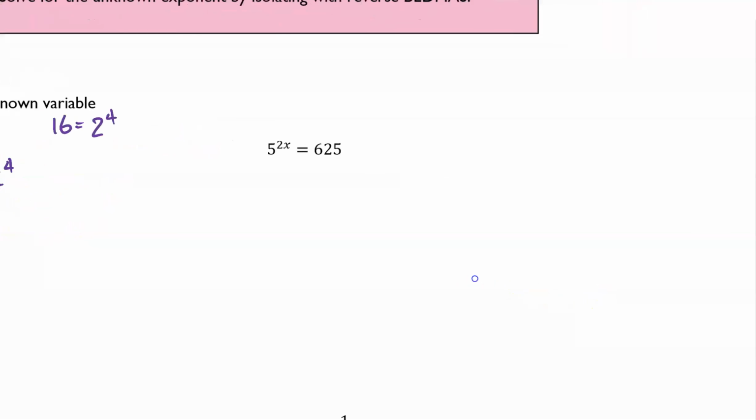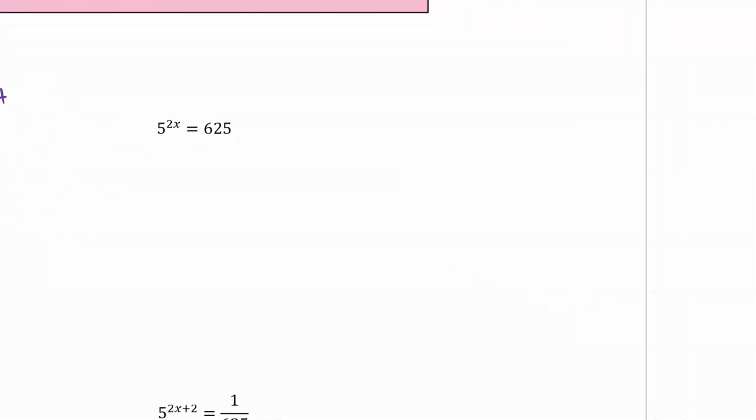Okay, let's go with the next one. 5 to the exponent 2x is equal to 625. So right off the bat, I'm thinking 625 and 5. I wonder if 625 is 5 to the exponent anything, and I'm going to attach a table, and you guys can look at that table. 625 is actually 5 to the exponent 4, because 5 times 5 is 25, times 5 again will be 125, and times 5 one more time would give you 5 to the exponent 4, which is 625.